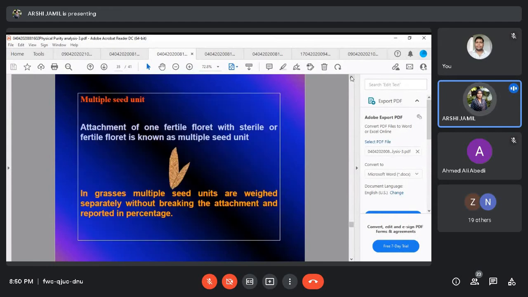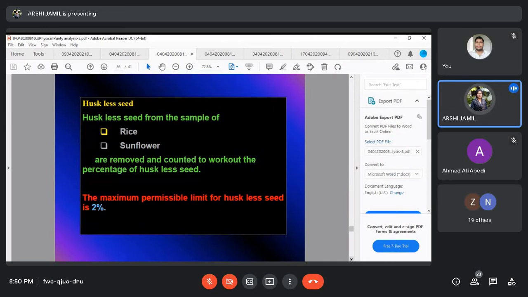Then we also see the multiple seed units. Sometimes a fertile floret or some plant part comes along with the seed, and that is also weighed. We look at that as well. Huskless seeds are also used in samples.